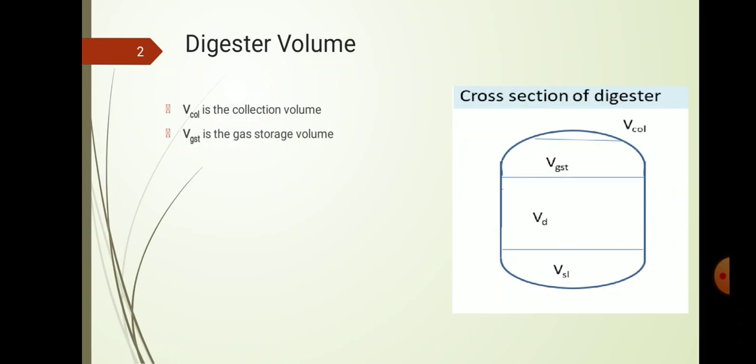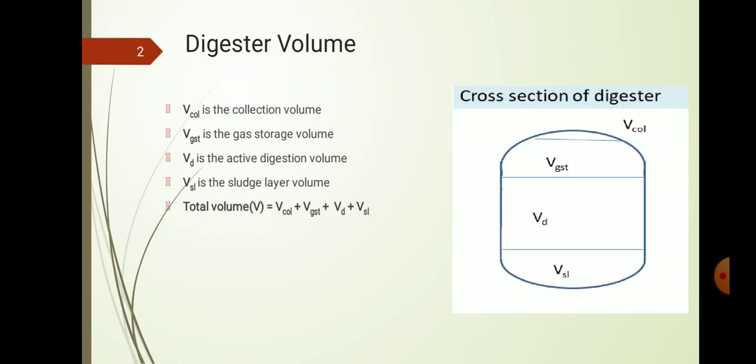Then we have a gas storage volume, VGST, which is a temporary storage of biogas. Then VD is the active digestion volume, the volume where anaerobic digestion takes place. And at the bottom we have VSL, the sludge layer volume. We know that another output of a biogas digester is the sludge or slurry, and it will be at the bottom. So VSL is the sludge volume.